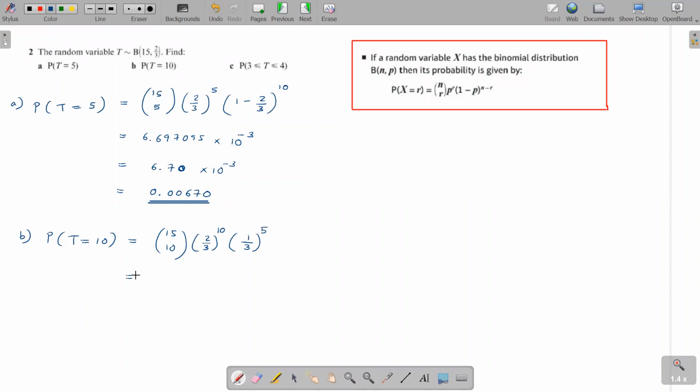So what do we get for the answer? Let's type everything in the calculator. What's the answer? 0.214307, it goes on, right? So then you can give it to 3SF, 0.214 to 3SF. Okay, so this is the final answer.